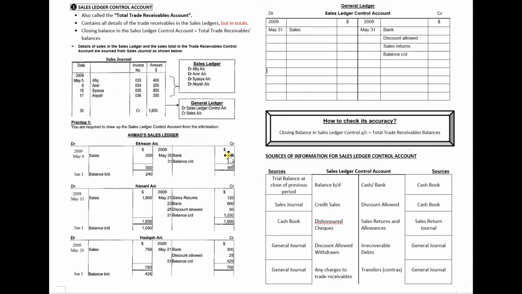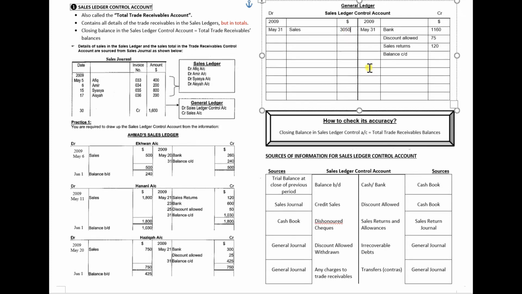So bank. We are going to have the sales ledger control account, which is a summary of all the trade receivables or debtors added up together. So we have 260, and not 120. Look carefully at the bank. Okay, 260, 600, and 300. Let's add it up, use your calculator. So 260 plus 600 Hanani bank, and then plus 300 Hazika. Altogether it is 1160. And now the next one, discount allowed. So we have $50 plus 25, so we get 75.